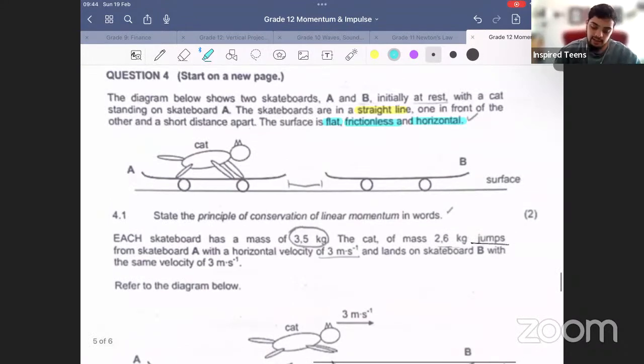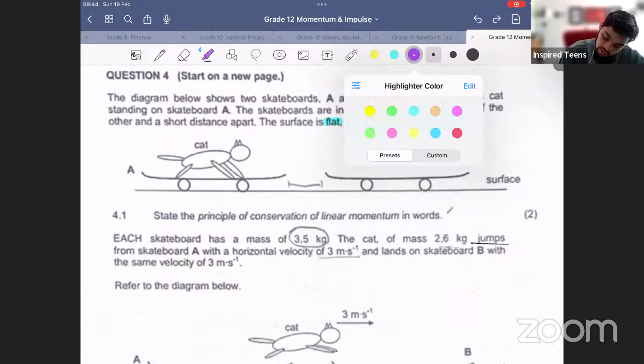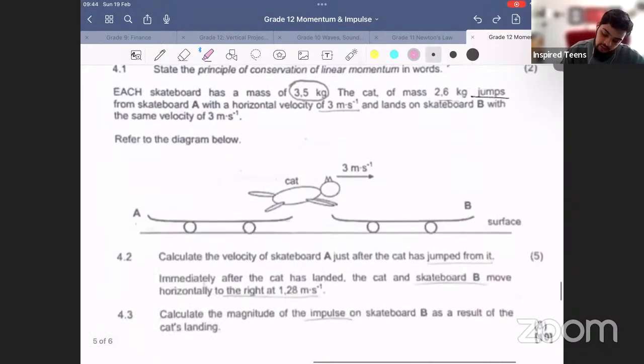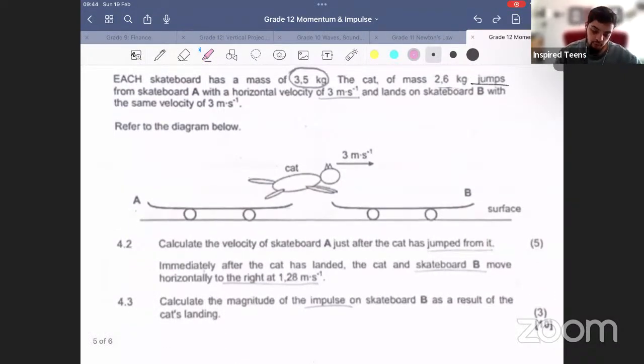So they say that, let's just steal all the information we need from this first paragraph so we don't have to scroll back up. They are initially at rest, okay, with a cat standing on skateboard A. Let's do this. Okay, cool. So we just need to know that they are initially at rest. That's the most important thing from there. Right. Each skateboard has a mass of 3.5 kilograms. The cat has a mass of 2.6 kilograms, and it jumps from skateboard A with a horizontal velocity of 3 meters per second and lands on skateboard B with the same velocity of 3 meters per second. Okay. Refer to the diagram below.